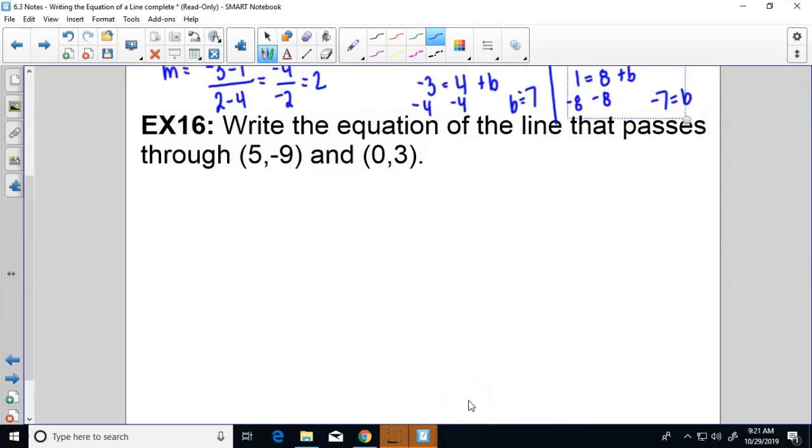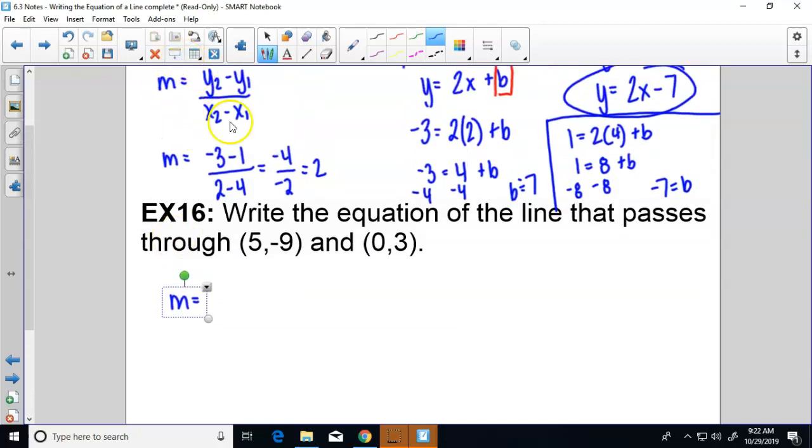All right, let's try the next one. So for this one, let's see, who wants to help me? Hayden. So I need a slope and a y-intercept. How do I find the slope for this one? Did it on the last problem. We use this formula. Or we could use a table.